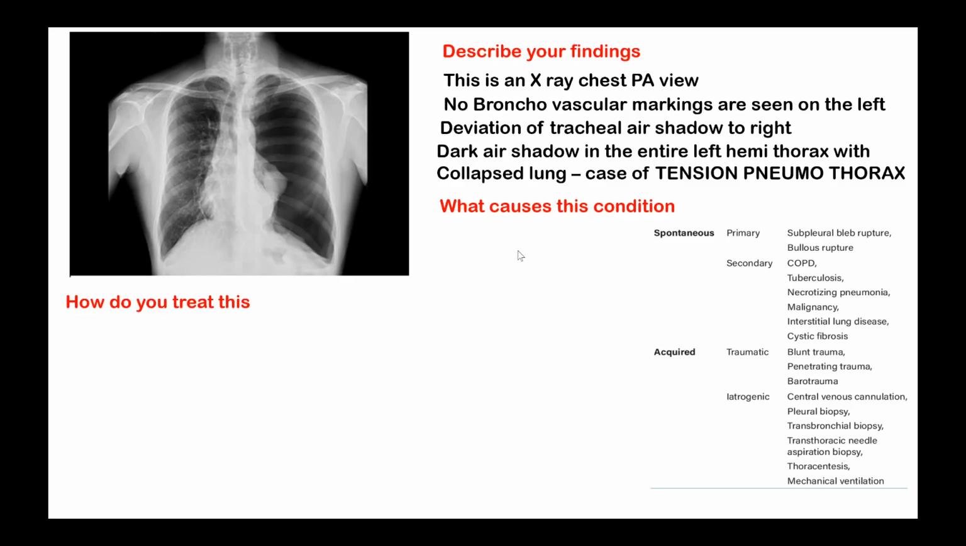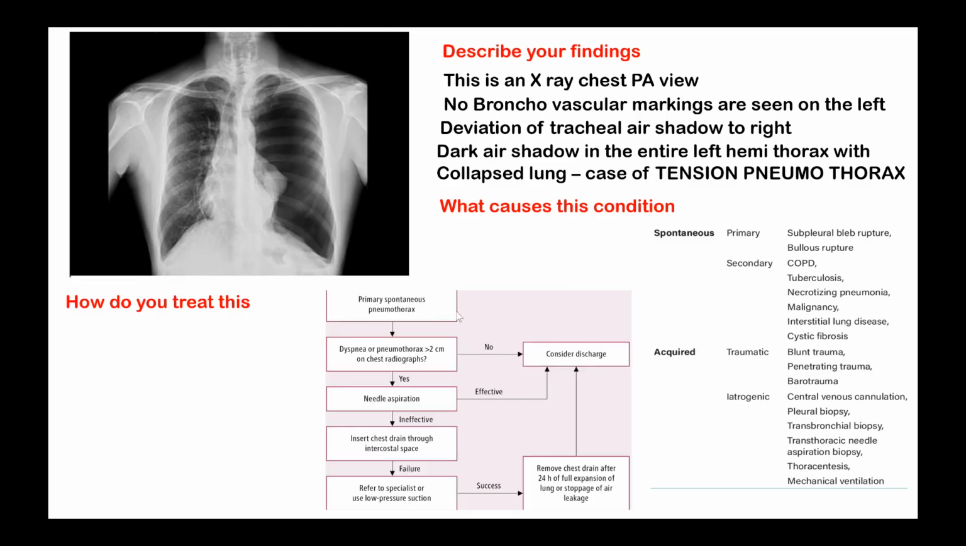Insertion of a needle in the second intercostal space. Needle thoracostomy. That is the emergency treatment; you can put a needle to drain the air. Permanent treatment is ICD placement in the fifth intercostal space. Okay. So for primary spontaneous pneumothorax, there is an algorithm or flow chart.